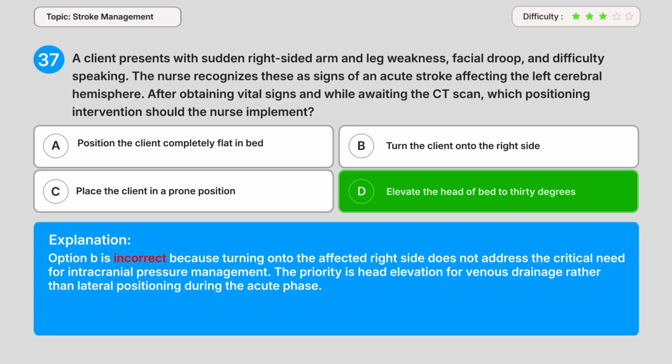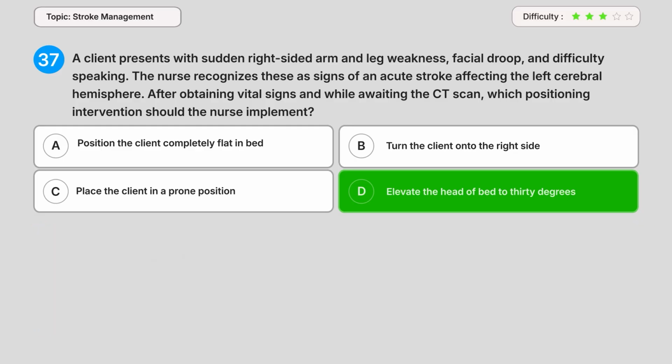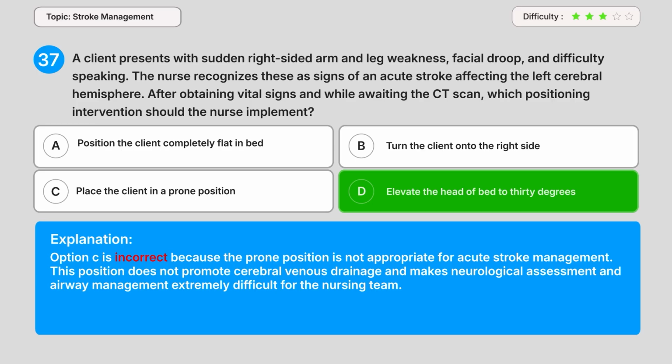Option B is incorrect because turning onto the affected right side does not address the critical need for intracranial pressure management. The priority is head elevation for venous drainage rather than lateral positioning during the acute phase. Option C is incorrect because the prone position is not appropriate for acute stroke management. This position does not promote cerebral venous drainage and makes neurological assessment and airway management extremely difficult for the nursing team.